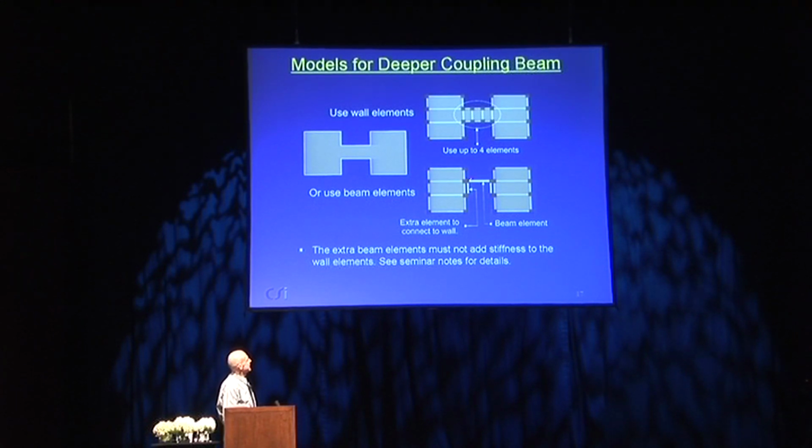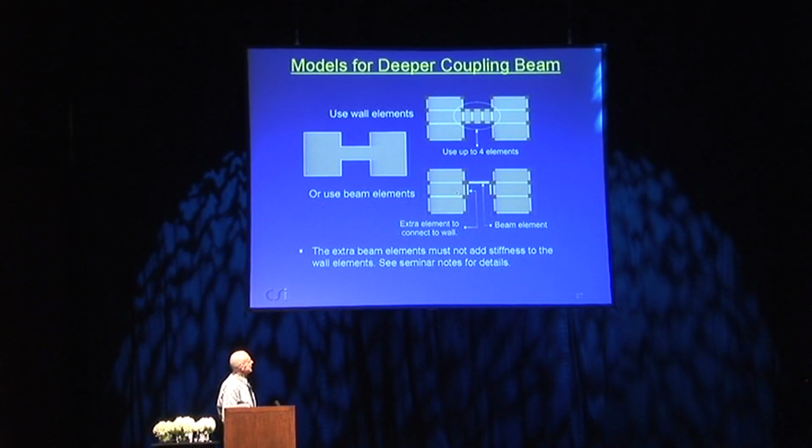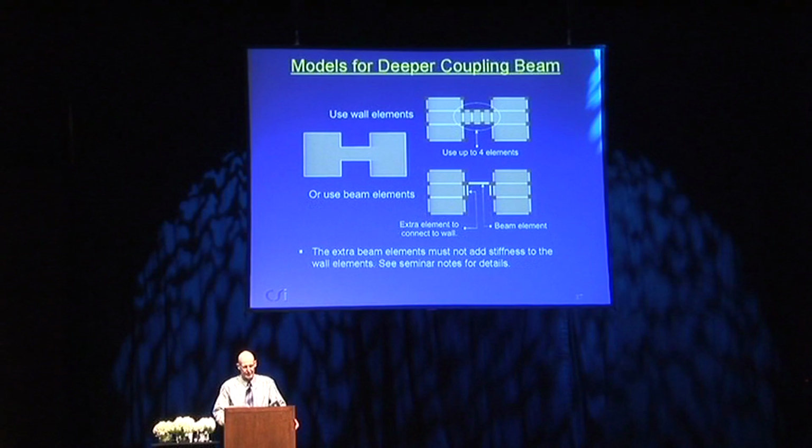Or you might think it might be better to connect it in with some vertical stiff beam elements rather than using horizontal ones. And this is just an option. So these are extra elements which connect to the wall, the main beam elements, just to provide the connectivity. And again, the extra beam elements must not add stiffness to the wall. For example, you don't want these elements to have any axial stiffness, because if they do, they'll act like reinforcement to the wall, which may not be a good idea.